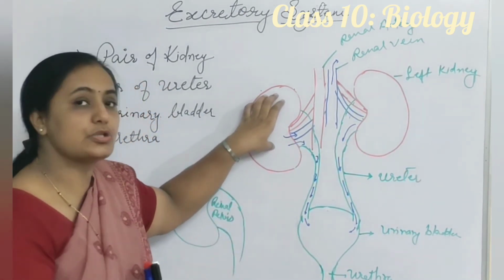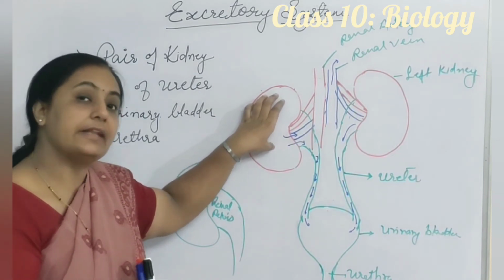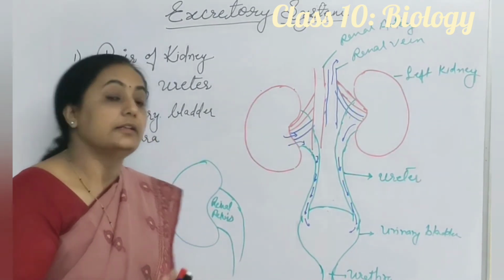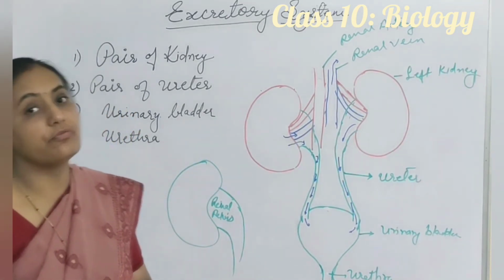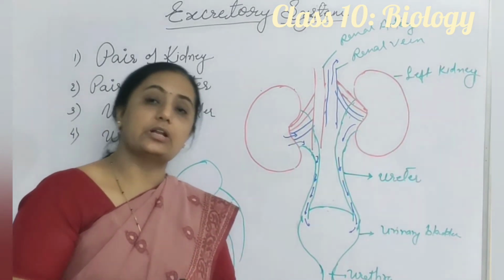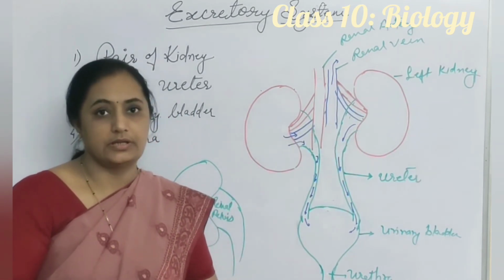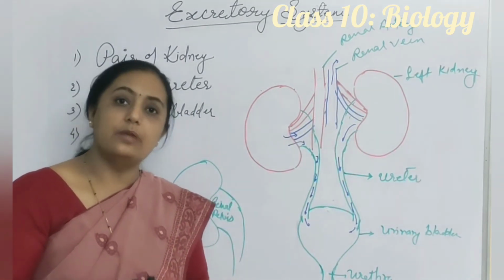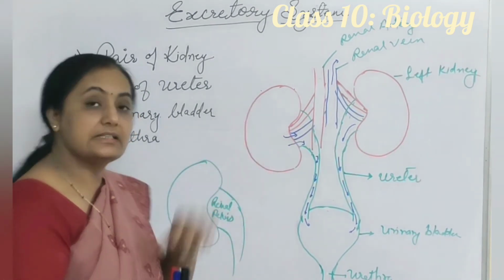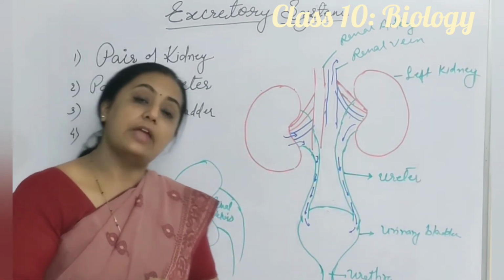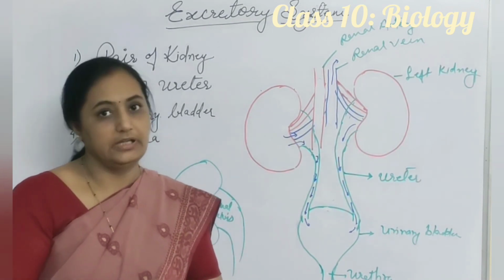Now, how does the process of filtration of blood take place inside the kidney? The kidneys are enriched with millions of nephrons. Nephrons are called the excretory unit, and these nephrons help in filtration of blood inside the kidney. That we have to study in the structure of the nephron.